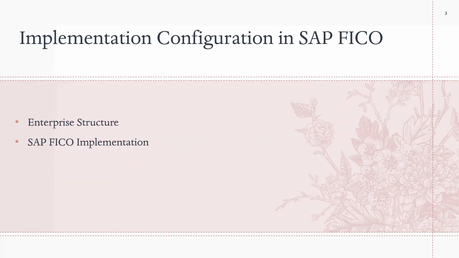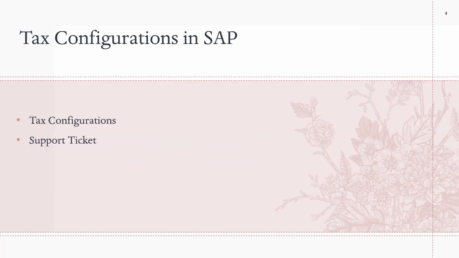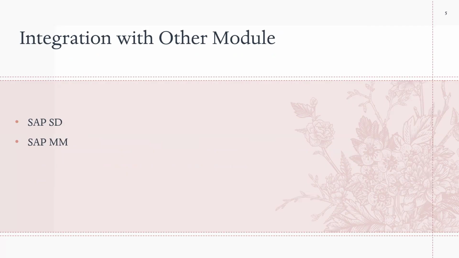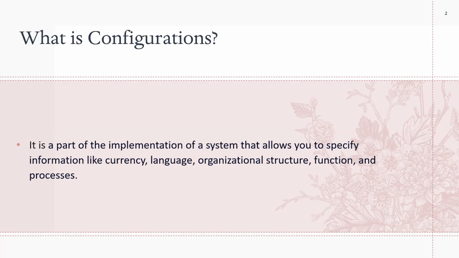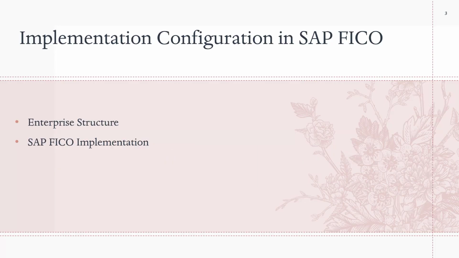Now let's go to the configuration settings. There are two types of configuration: implementation configuration, and tax configuration in FICO and integration with other modules in FICO. And one more configuration is there, like vendor master configuration, customer master configuration, and creation of the number ranges for customer master and vendor master. All of those come under FICO configuration.